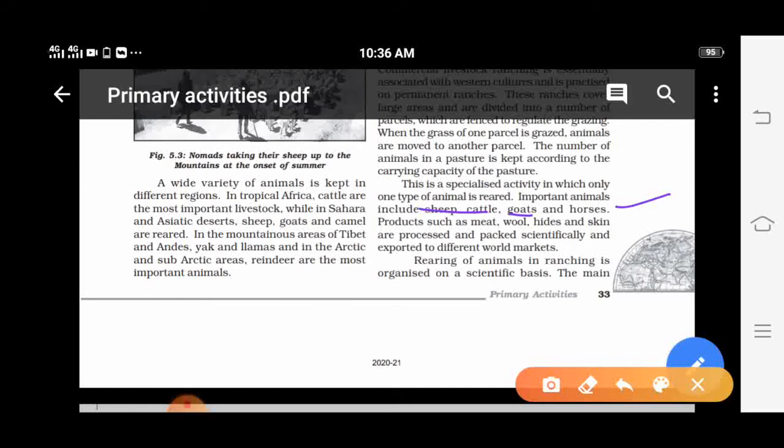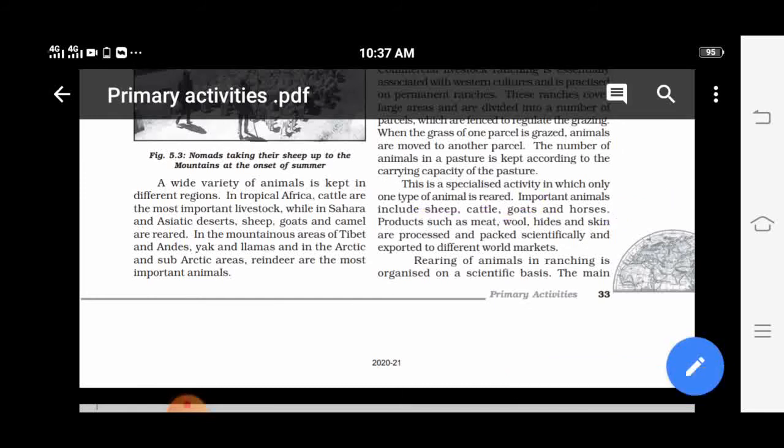अब इनके जो प्रोडक्ट्स निकलते हैं जैसे कि मीट, वुल, हाइड्स, स्किन, इसको प्रोसेस किया जाता है और साइंटिफिकली पैक करके इंटरनेशनल और वर्ल्ड मार्केट्स में बेचा जाता है. इसीलिए इसको कमर्शियल लाइवस्टॉक रेयरिंग बोलते हैं. Meaning you are domesticating animals for commercial purposes like selling the meat, wool, hides, skins.